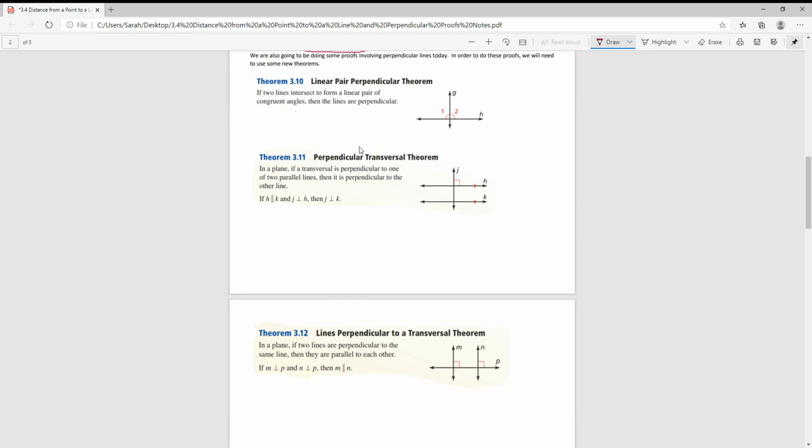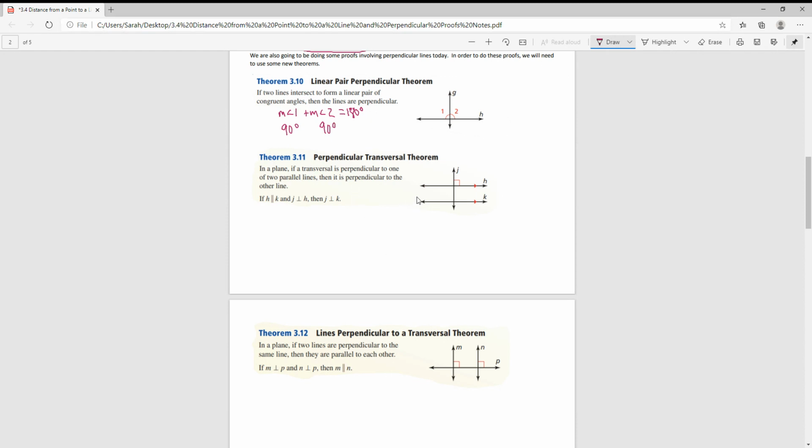First one is the linear pair perpendicular theorem, which says if 2 lines form a pair of congruent angles, then the lines are perpendicular. So as you can see here, angle 1 and angle 2 form a linear pair, which means that measure of angle 1 plus measure of angle 2 has to equal 180 degrees. However, they're also telling us that angle 1 and angle 2 are congruent. The only way you can have 2 angles add up to 180 degrees and have those angles be congruent is if both of them are equal to exactly 90 degrees.